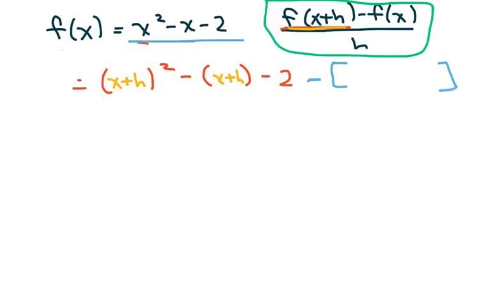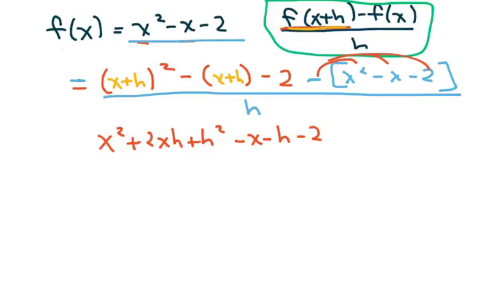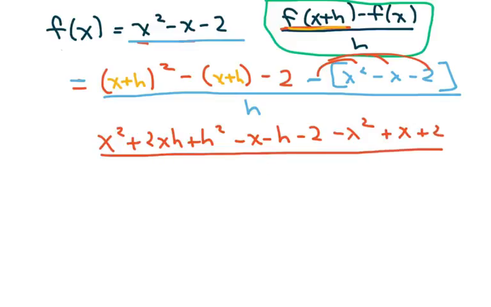The whole function is right here. So this would be x squared minus x minus 2. And don't forget we have to divide by h. Okay? And then all you have to do is simplify this. This first piece is x squared plus 2xh plus h squared minus x minus h minus 2, and then here distribute the negative. You get minus x squared plus x plus 2 all over h.